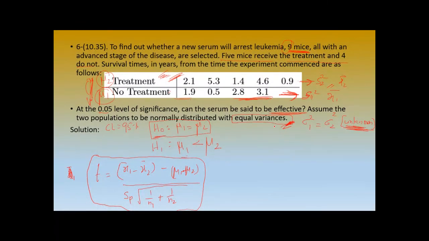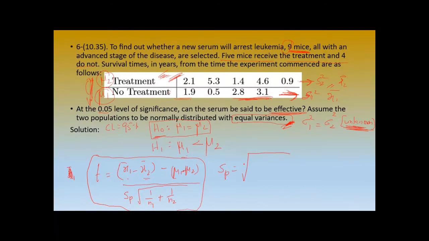Now the point is, what are the things to be found? Sample sizes n1 and n2 are known. x1 bar and x2 bar should be found from the sample. What is the formula for Sp?